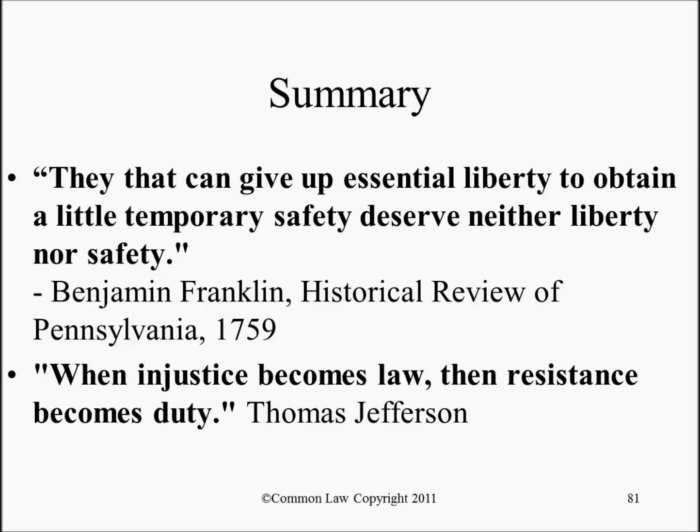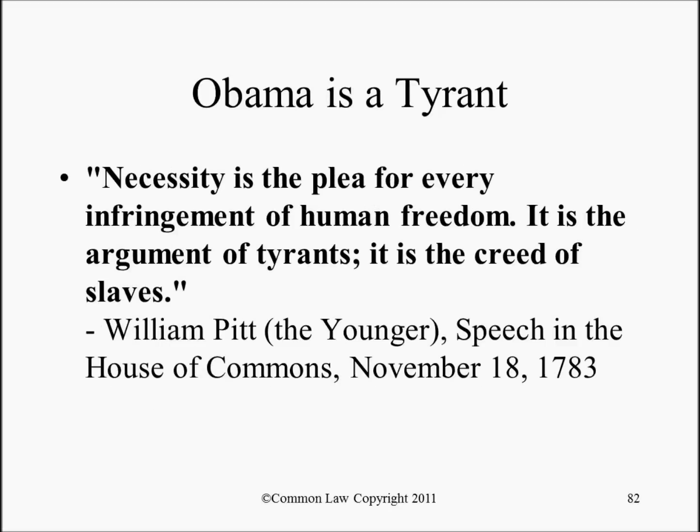When injustice becomes law, then resistance becomes duty. Necessity is the plea for every infringement of human freedom. It is the argument of tyrants. It is the creed of slaves. That is exactly what's going on. That's what the war on terror is all about. This is a cite from William Pitt, the speech in the House of Commons on November 18th, 1783.